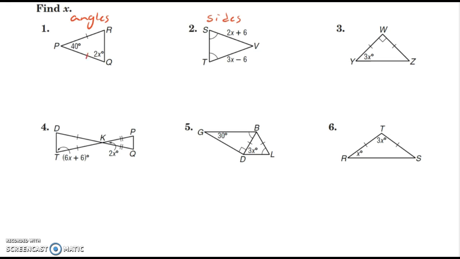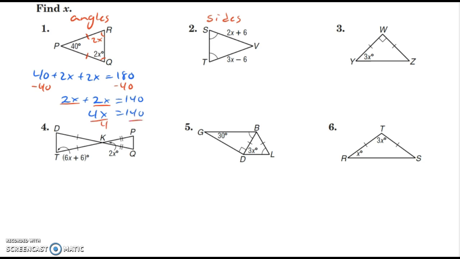These markings tell me that it is an isosceles triangle. Therefore, if Q is 2x, then R is also 2x. Now the rule is that 3 angles in a triangle add up to 180. So 40 plus 2x plus 2x equals 180 degrees. So we solve to give us 2x plus 2x equals 140. We could have combined these at the beginning to give us 4x equals 140. You divide by 4 to get that x equals 35.